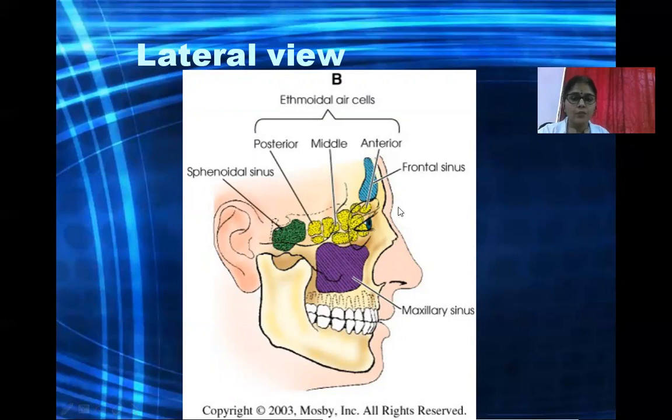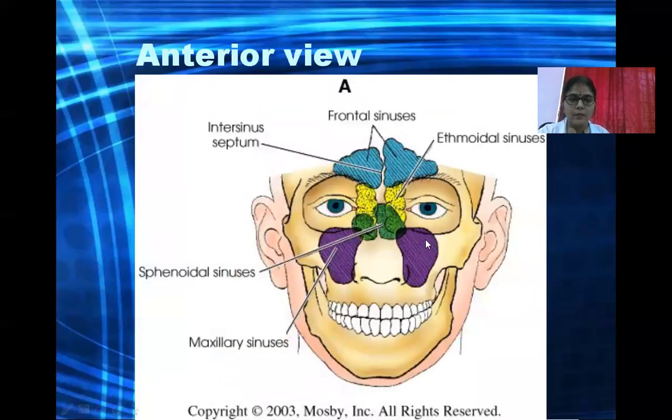Anterior view showing the frontal sinus, ethmoid sinus. This is the maxillary sinus. That's the sphenoid sinus. It's an imaginary thing which they have shown, but you can't see the sphenoid sinus, or you can't palpate the sphenoid sinus from the anterior.